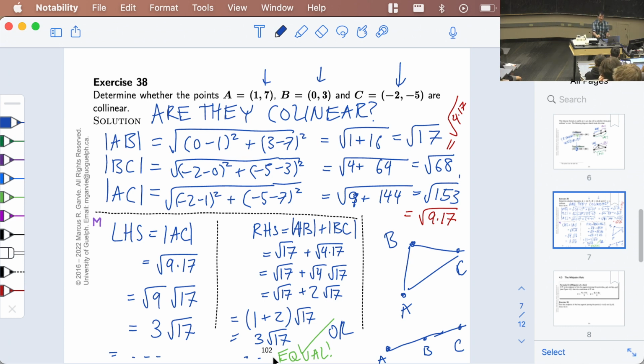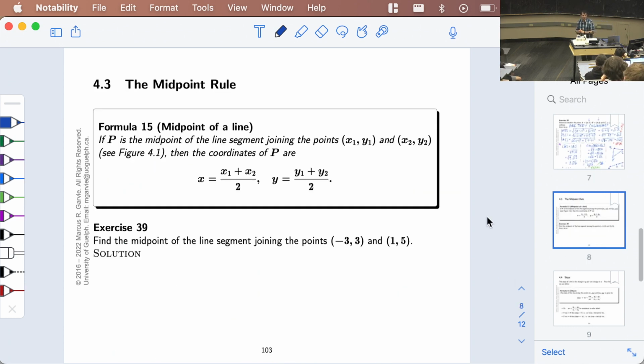All right. We're going to move on to the next thing, which is midpoints. And so this is a kind of geometrical picture. You have 2 points. Here's the point x1, y1.